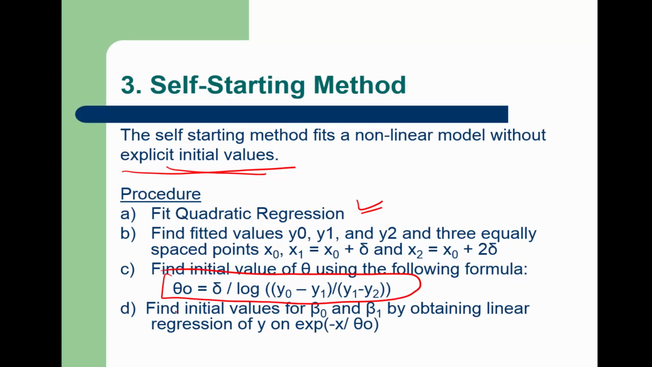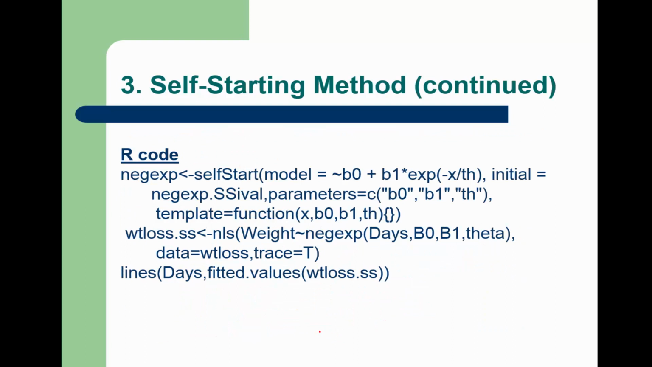So what is important here is that it finds initial values of beta naught and beta 1 by obtaining linear regression of y with respect to the exponential. So the exponential term is now replaced with another explanatory variable, and you just find beta naught and beta 1 through linear regression, and then finally you express your theta value over here and you get the theta. So that's the self-starting method, and you can also do that using R. So you can write a self-start procedure that's going to help you in finding the optimal value using this method.